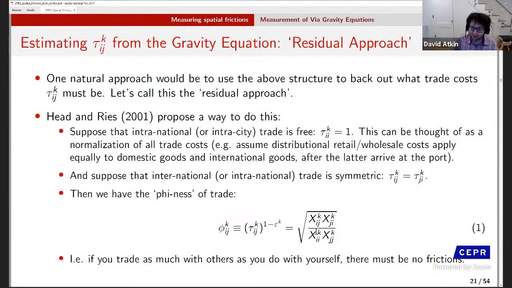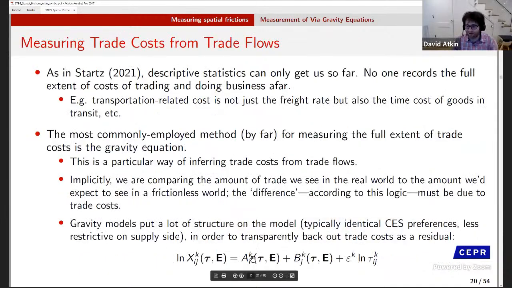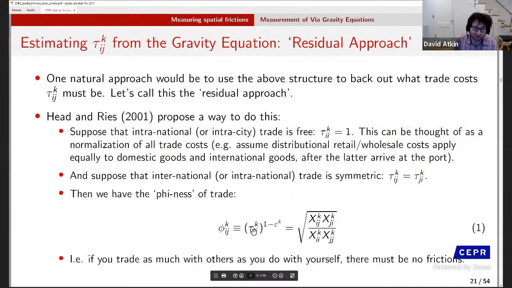Then very simple algebra, essentially taking double differences of this expression for the gravity equation, tells us that we can extract the tau_ij to some elasticity just from this product of how much I trade with you, how much you trade with me, over how much I trade with myself, how much you trade with yourself. Essentially the logic here is, if you trade as much with other people as you trade with yourself, then we're down to there being no frictions. So you can think of this as maybe there are frictions for trading with yourself, and this is just a normalization. How much more costly is it to trade with other people than it is to trade with myself? So this doesn't come for free, but it is relatively simple to calculate.